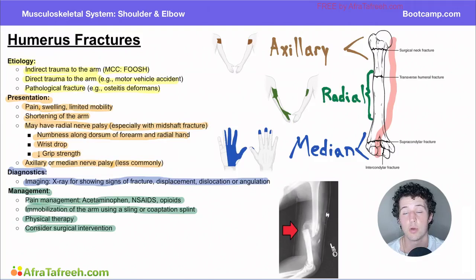So this patient is an older woman that comes in after falling on an outstretched hand. She has pain and swelling on her affected side, as well as wrist drop and decreased grip strength. So we suspect that there is radial nerve palsy in addition to her humerus fracture. So for the question as to what area of skin will be most likely affected, that will be the posterior forearm and radial hand, as that's innervated by the radial nerve.